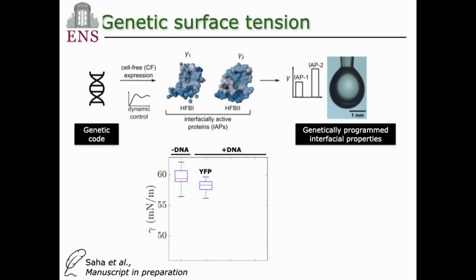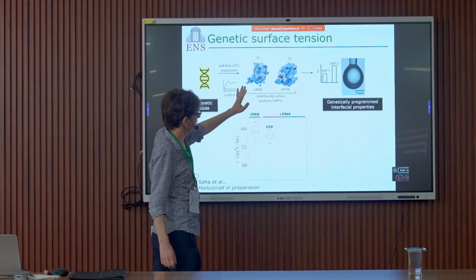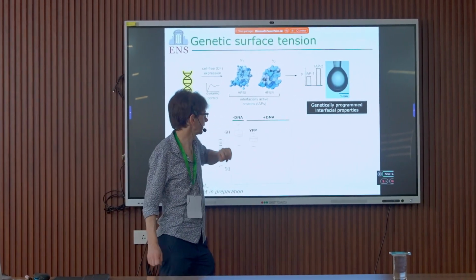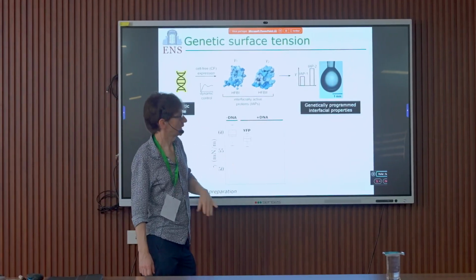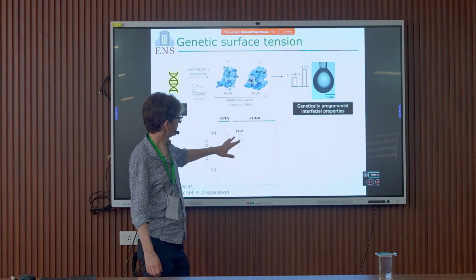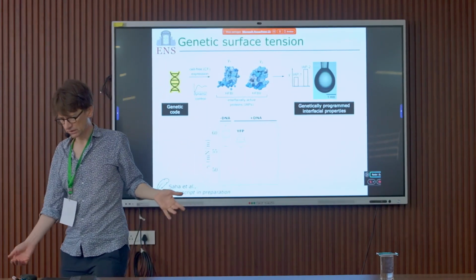So we did that. We put the sequence of this strange mushroom protein or DNA, you do the cell-free expression, and you measure surface tension. Simple experiment. So these are the results. If you don't put DNA, you have this kind of surface tension. If you express a fluorescent protein, you have nothing special. Fluorescent proteins are not surfactants.